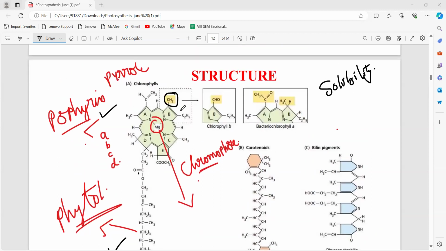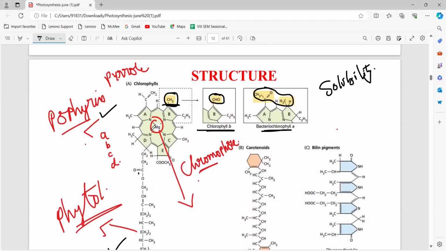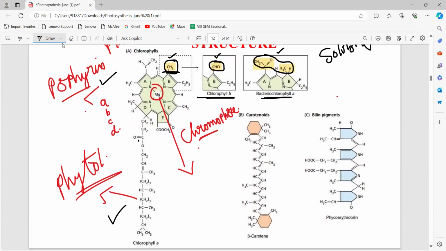If you look into chlorophyll A, it has a methyl group as its side chain, and chlorophyll B has an aldehyde group as its side chain. Bacteriochlorophyll has something else as its side chain. No point of getting confused over there. Now the question is super clear: one chlorophyll molecule can differ from another chlorophyll molecule exclusively in their side chain only.